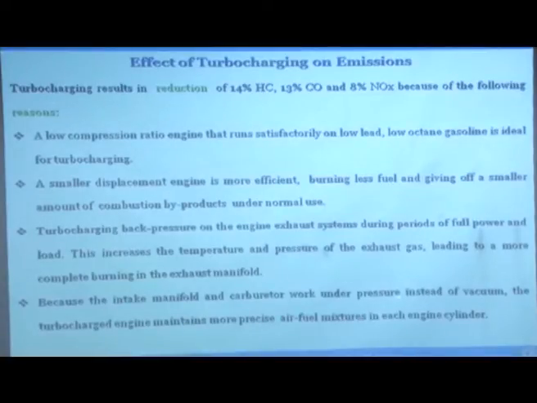Because the intake manifold and carburetor work under pressure instead of vacuum, the turbocharged engine maintains a more precise air fuel mixture in each engine cylinder. This is applicable for the engines that I discussed, 1980 and earlier. This is not applicable now because carburetors are not used.